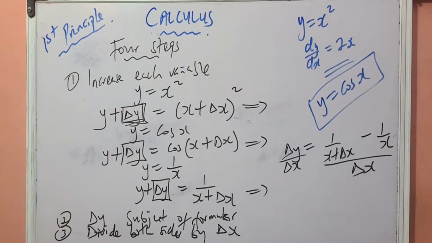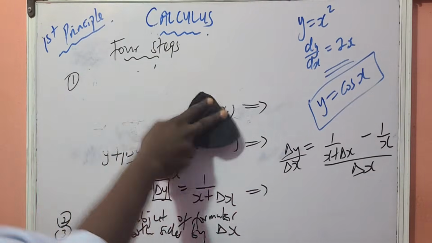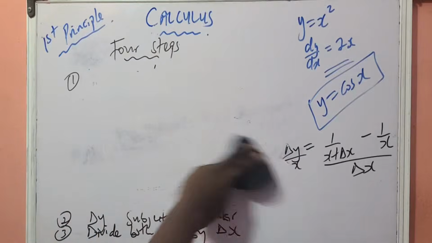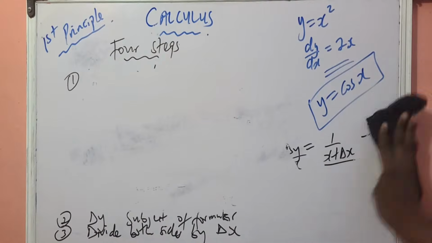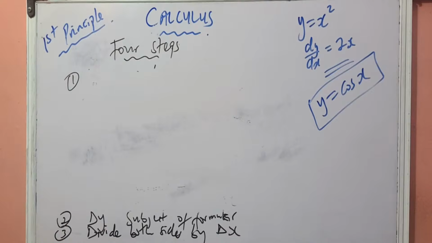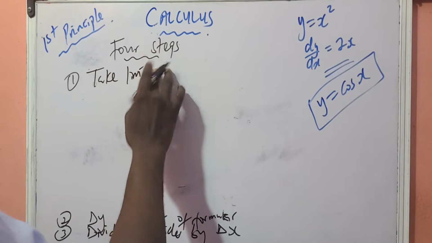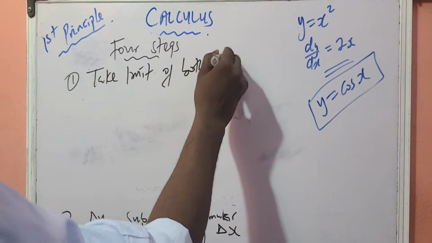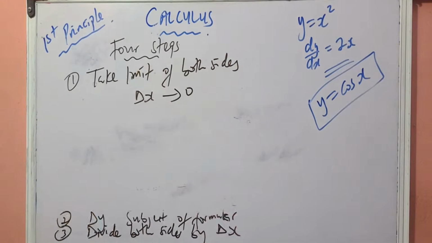And the last but not the least is that you want to take the limits of both sides with change in x tending to 0. You want to take the limit of both sides. So after making change in y the subject of formula and dividing, you will take the limit of both sides and you will subject the change in x to 0. The change in x will be tending to 0. So this is the basic principle around the first principle.